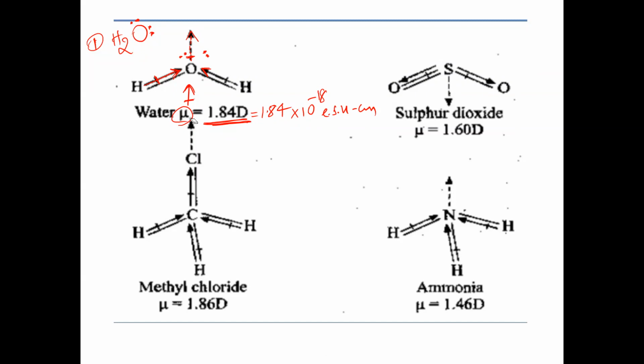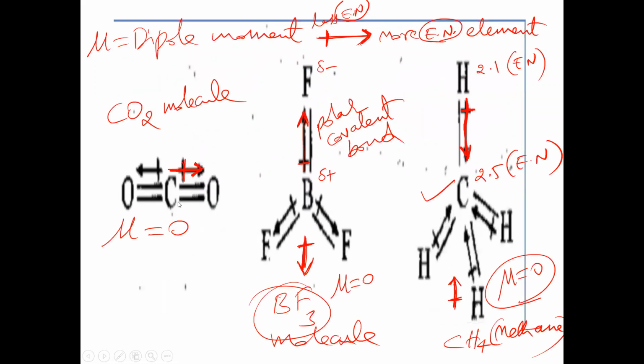Is the concept clear? Why is it not 0 here? For this water, mu is not equal to 0. Mu not equal to 0 means polar molecule. As mu is not equal to 0, we have to say polar molecule. And in previous cases, if mu equals 0, that molecule will be called a non-polar molecule.